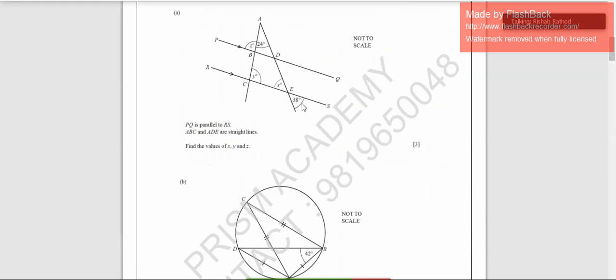Opposite angles are vertically opposite angles. So x is equal to 38 degrees. I'm writing short form. You cannot write short form in the exam. They will not give you marks. Vertically opposite angles. They are parallel. This is 24. So x plus y plus 24 is 180 degrees.